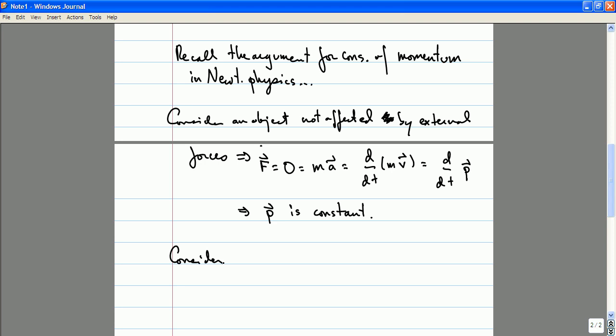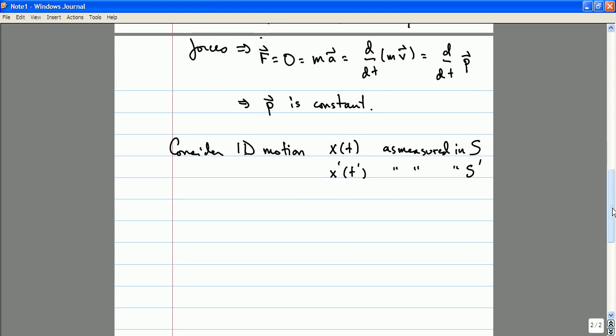consider just motion in one dimension, so I don't have to keep writing this vector symbol all over the place. So that we have some object whose position as a function of time is given by x of t, as measured in some frame S, where x and t are the usual position and time coordinates in that frame. And we also wish to describe the motion in another frame, S prime, where we would parameterize the position of the particle by writing down the function x prime as it depends on t prime.